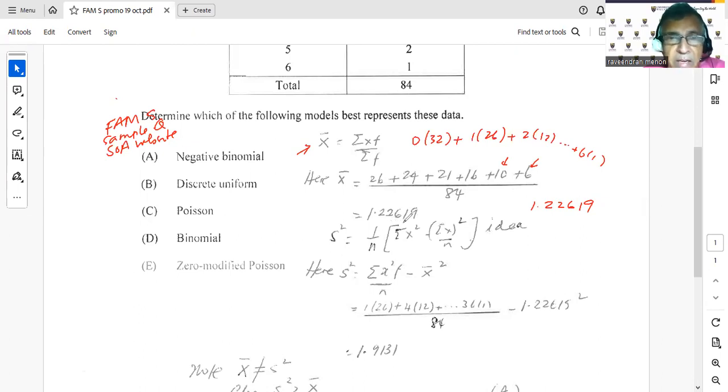I'm sorry about this writing, it appears a little bit on the lighter side. I think it's the pen that I used. I apologize for that. I'll change that the next time around. Okay, 1.22619. That's my mean. I'm estimating the mean. Now I'm going to go ahead and estimate my variance.